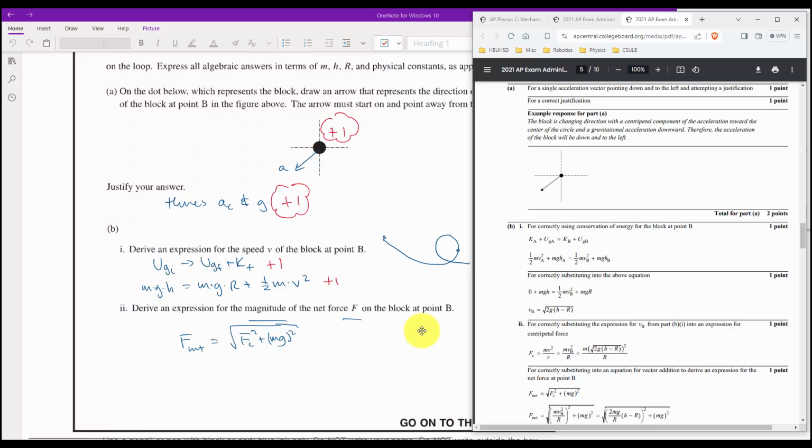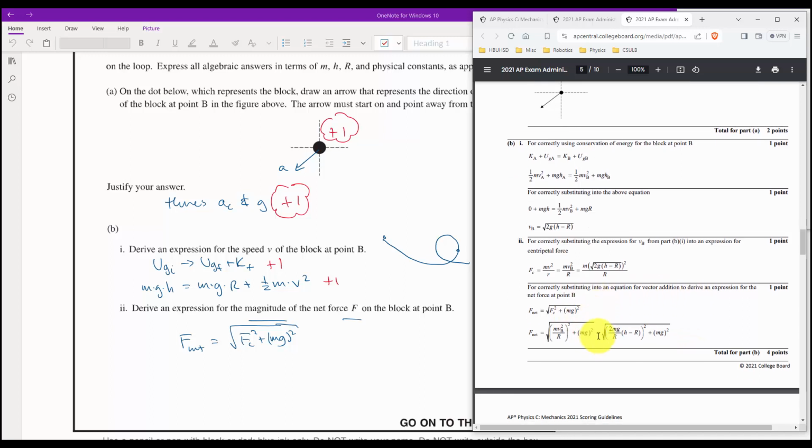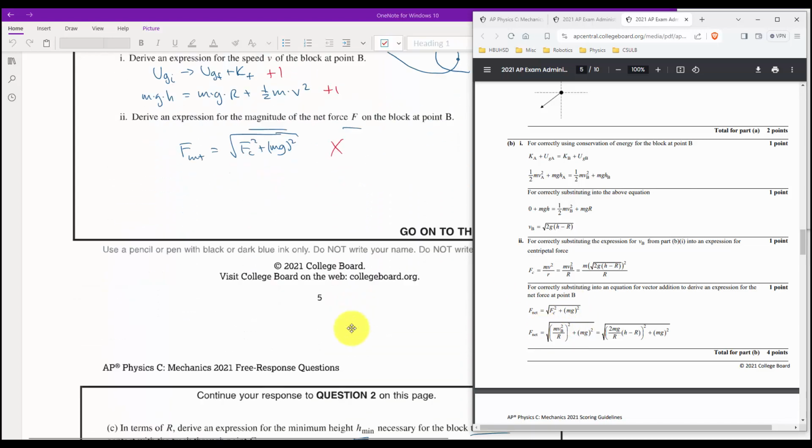Anyways, B2, for correctly substituting the expression for v_B from that into an expression for centripetal force, you get 1 point. For correctly substituting into an equation for vector addition, using the Pythagorean theorem, you get 1 point. So B1, I don't know if we technically get that point then. We wrote that we would do this, but it's just 1 point for correctly substituting in. So that's a lot of vagary right there. I'm going to have to say that we didn't get any points for that, but maybe we could have finished this and gone back and substituted in and got that point there. It seems like they're plotting for double jeopardy protection.